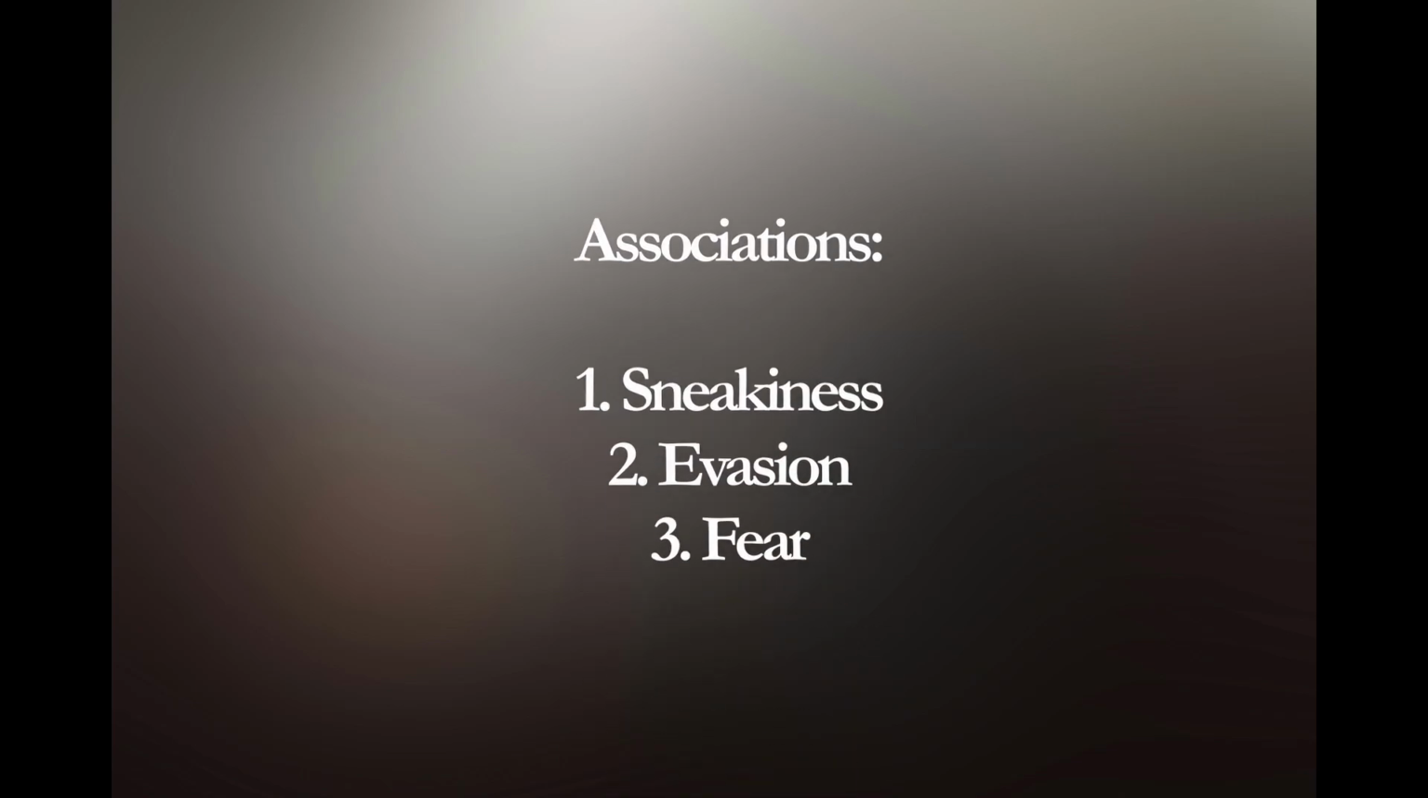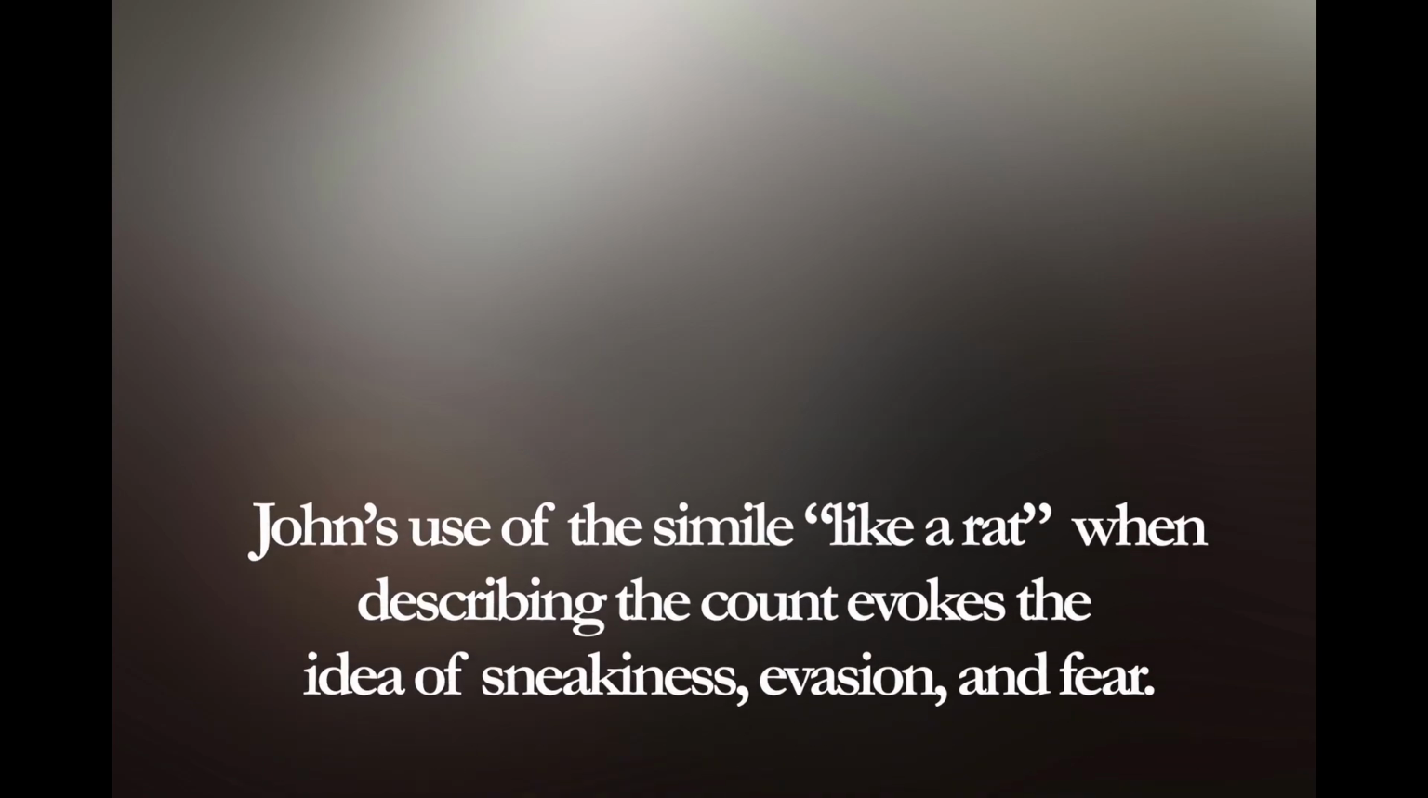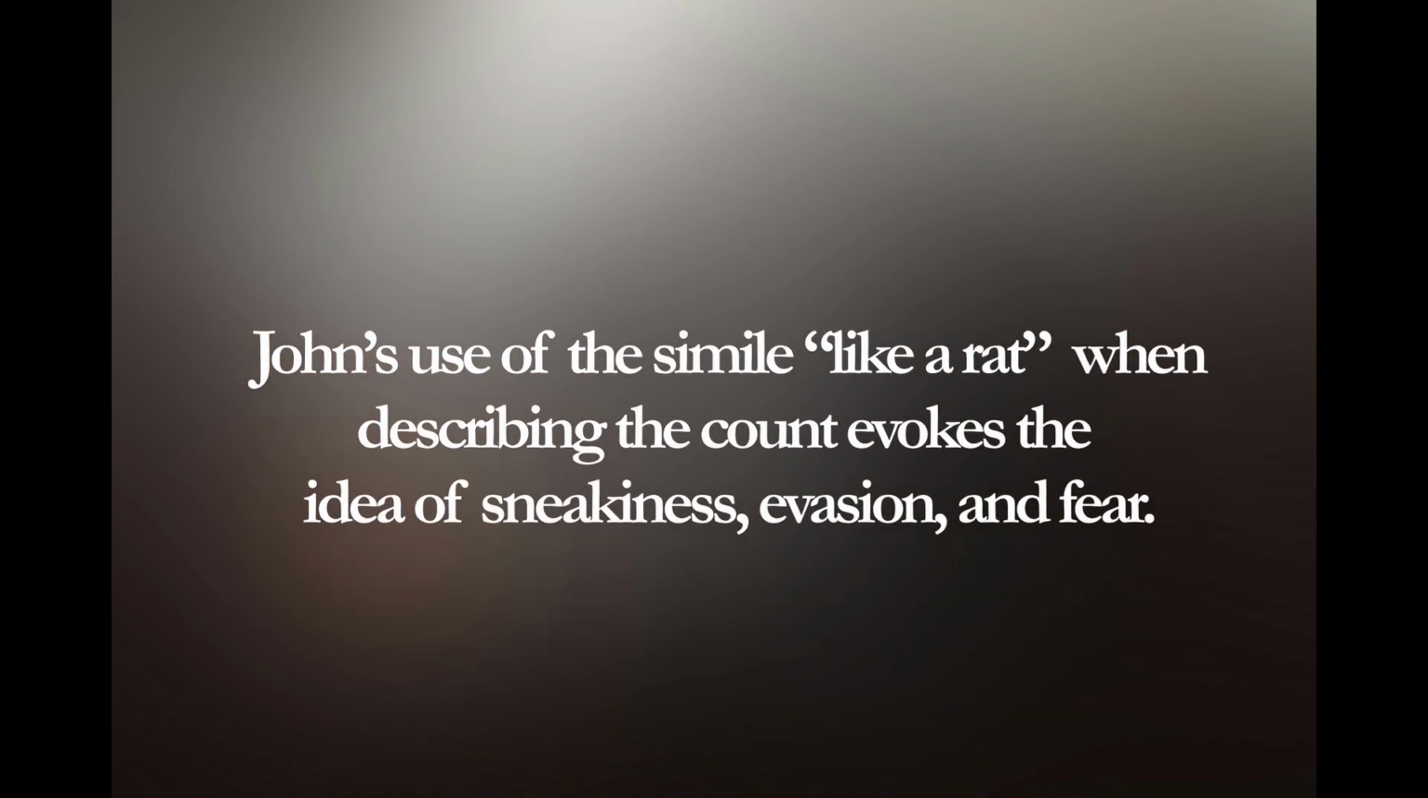In our last video, we looked at this example. "He scurried to the room like a rat." Our association inference consisted of 3 words: sneakiness, evasion, and fear. Because as soon as we think about a rat, those are the 3 qualities that typically come to our mind. As a result, we utilized our template to come up with the following level 1 analysis. John's use of the simile "like a rat" when describing the Count evokes the idea of sneakiness, evasion, and fear.